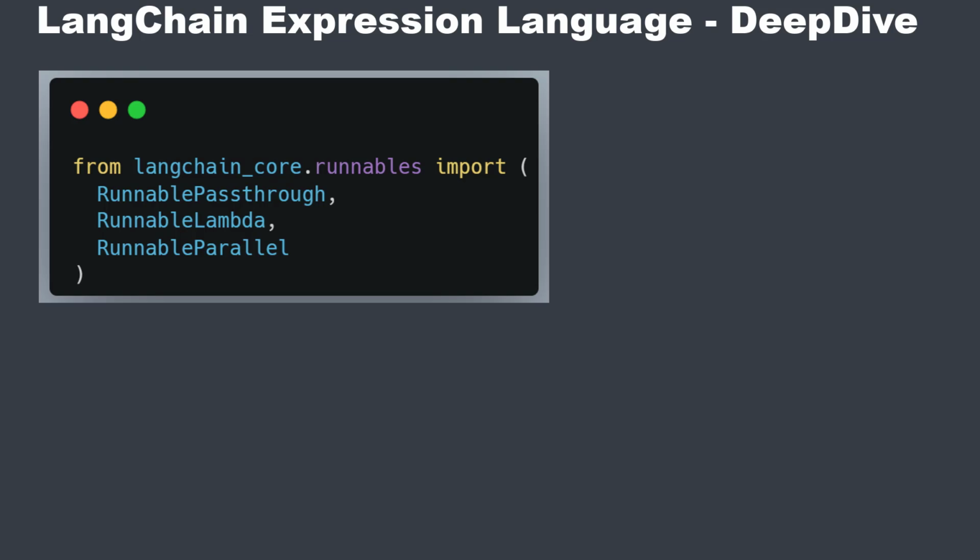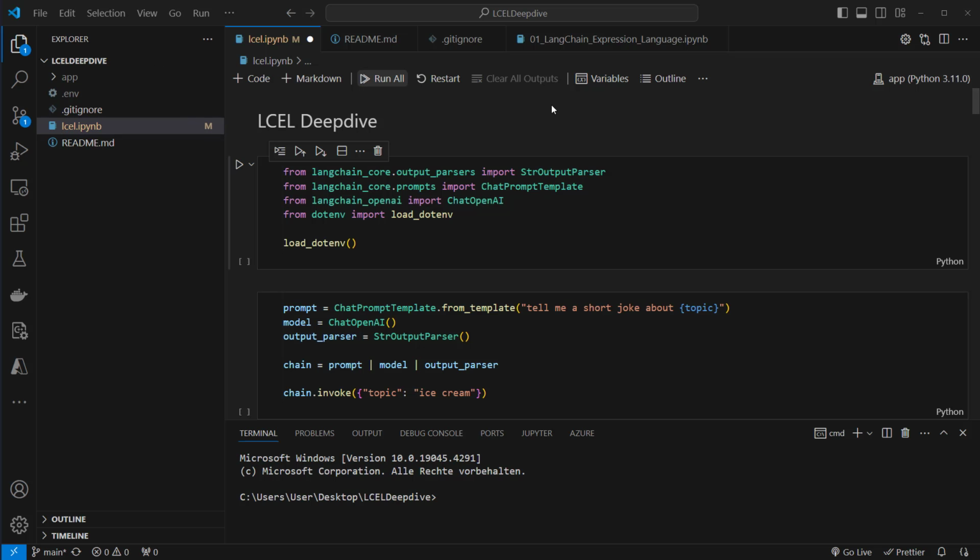This will give you the basic understanding of how LangChain achieves this kind of magic. After that we will explore the most important runnable classes, RunnablePassThrough, RunnableLambda and RunnableParallel, which allow you to create 99% of chains you may need. As always, you will find the code in the description. Okay, I'm currently in VS Code, and let's first start with the basics.